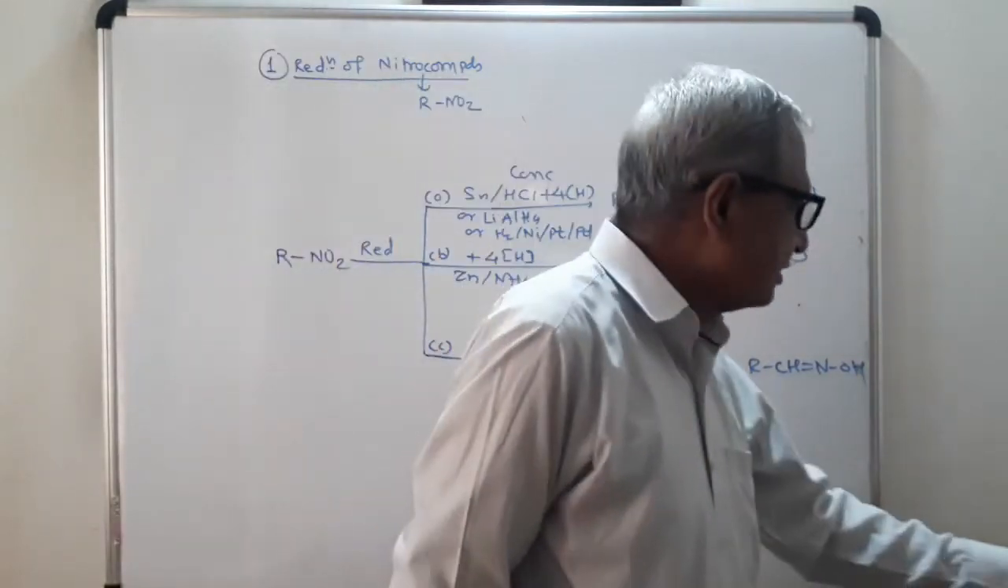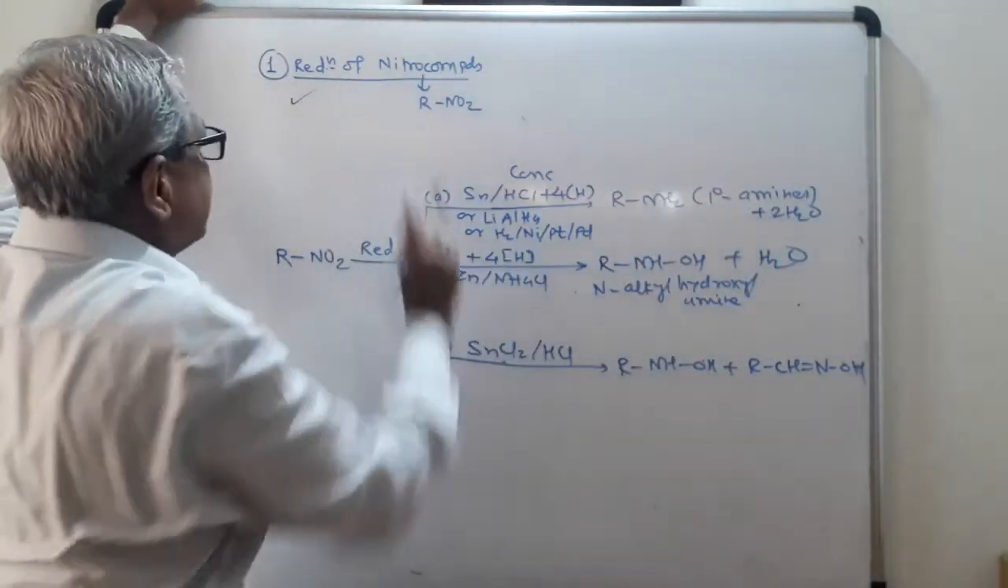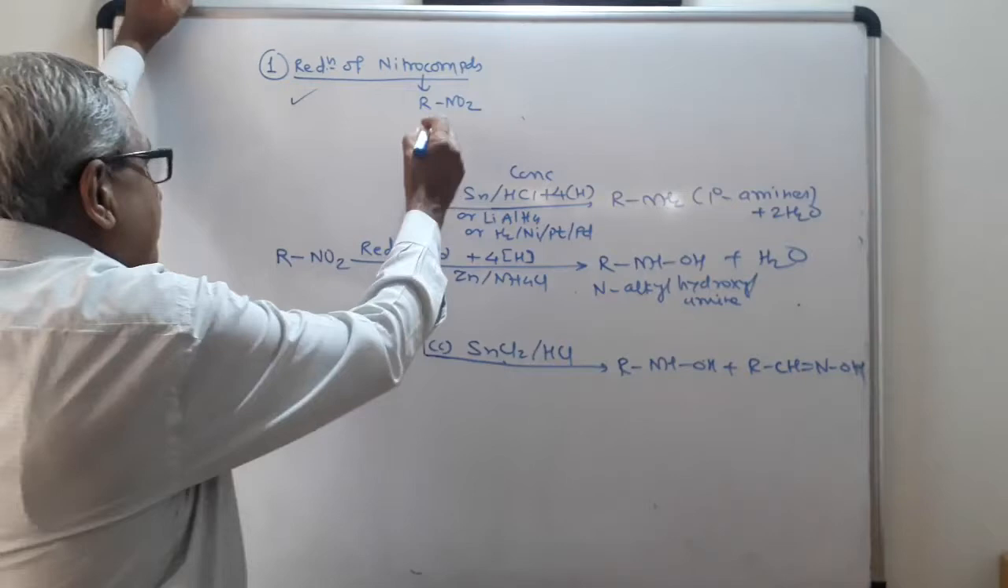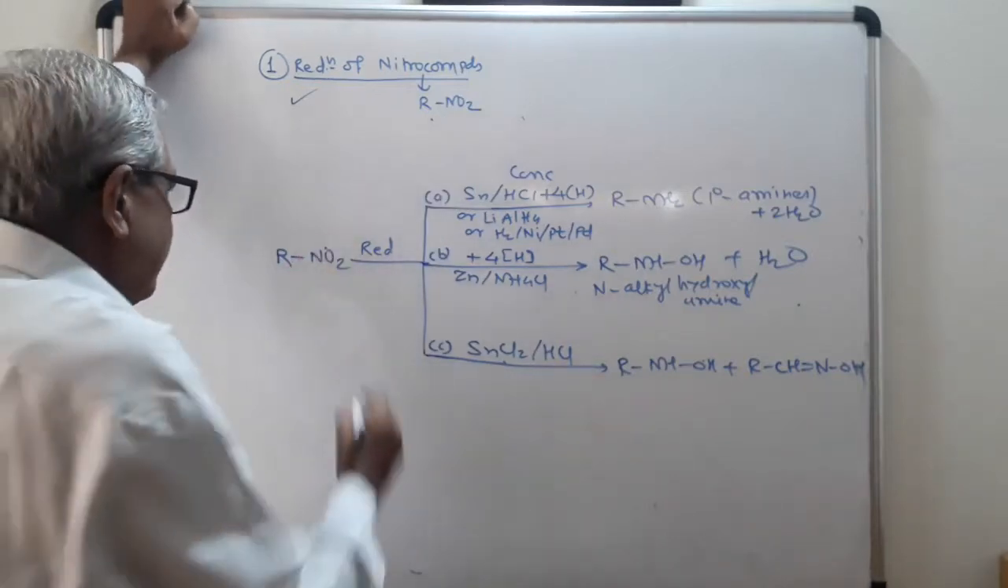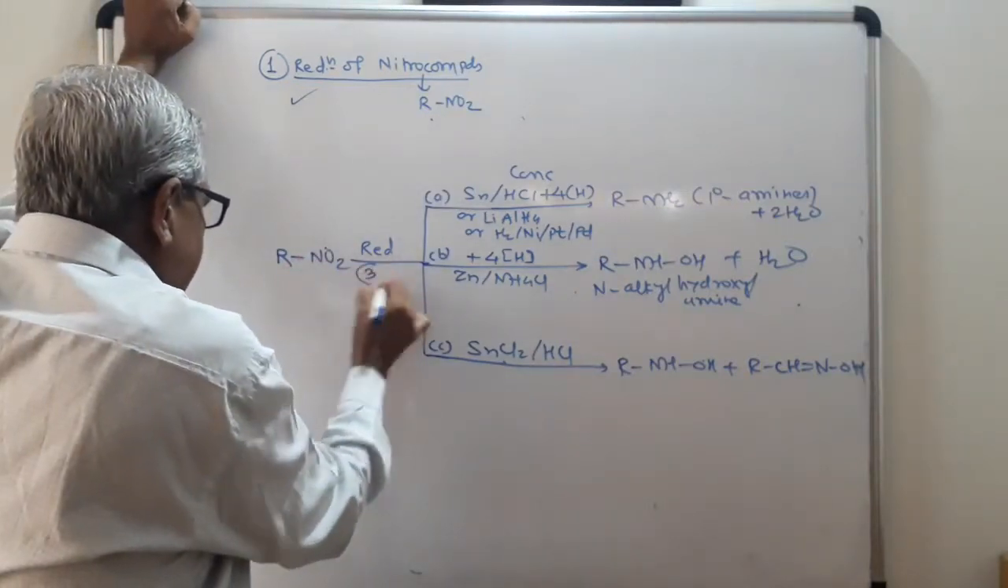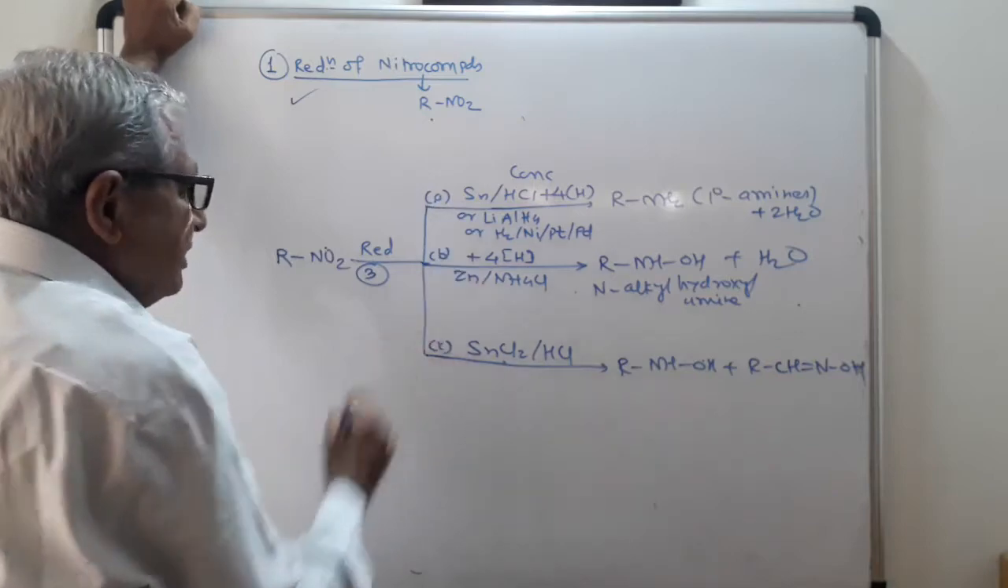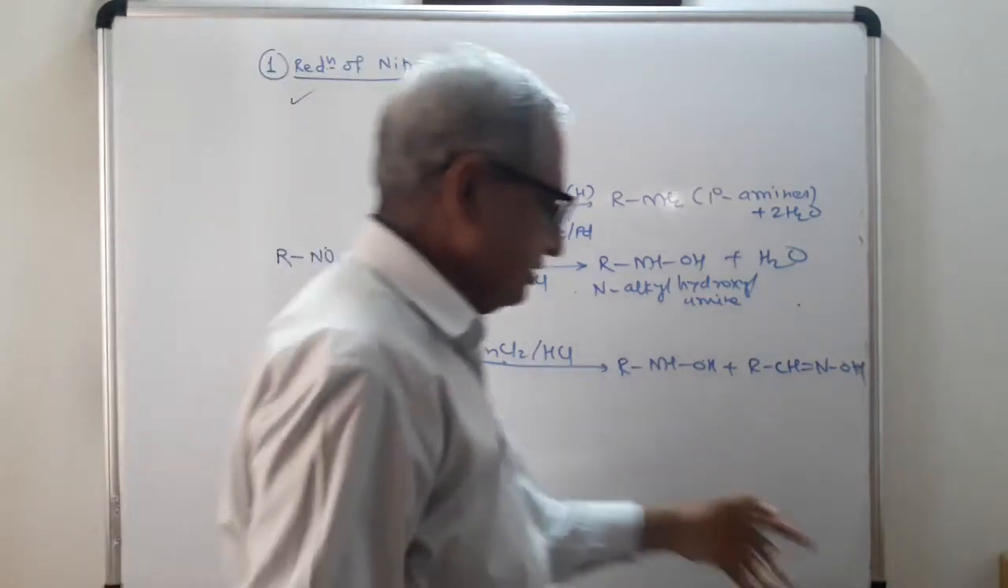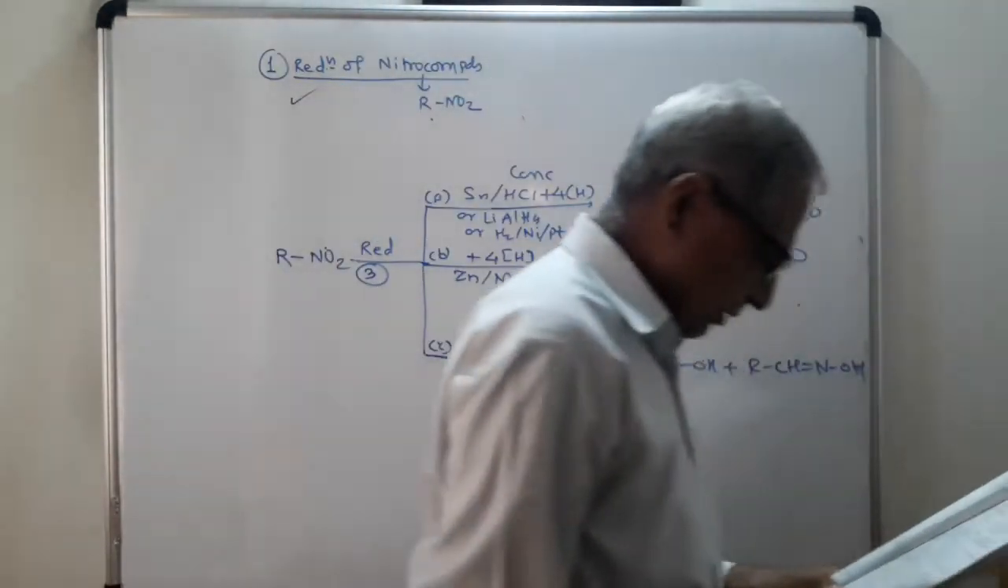So remember that reaction here, the reduction of nitro compounds. Nitro compounds are represented by RNO2. This can be reduced in 3 ways, A, B, C, by different reducing agents. You will get different products here.